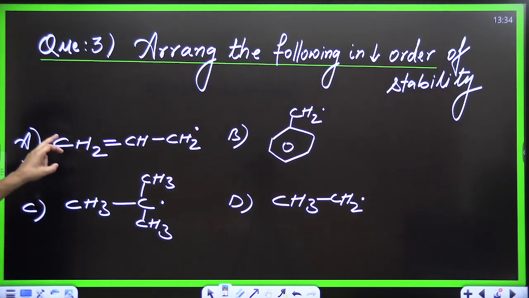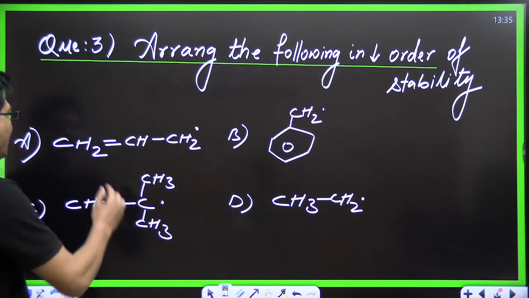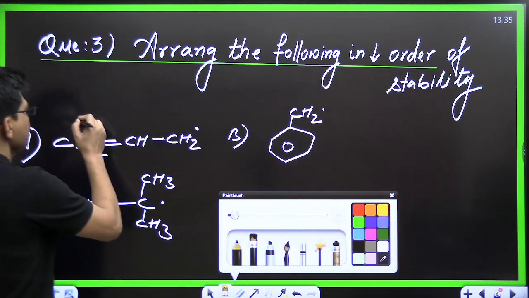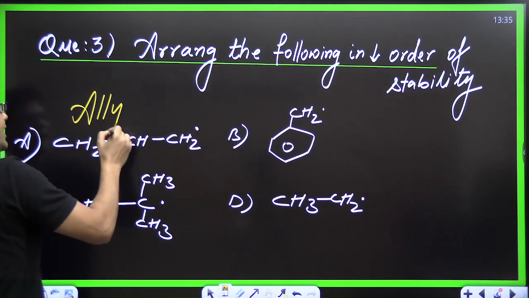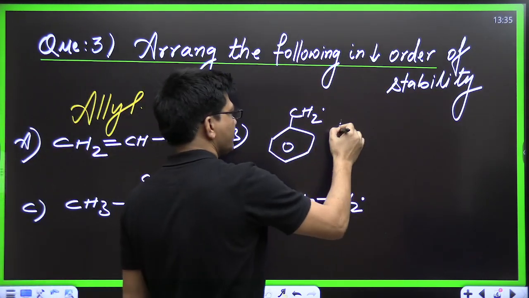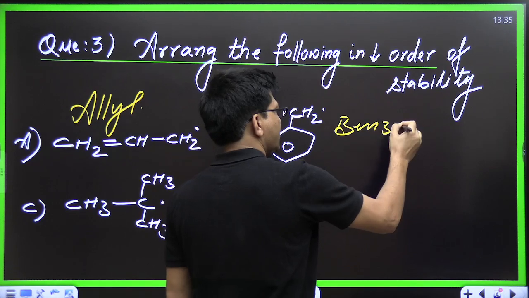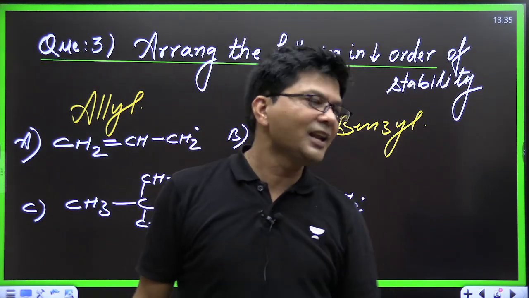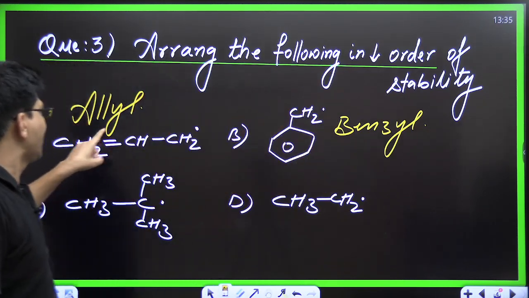Now see, first you try to find out what's your answer. Everyone, just try your best to find out the answer. Now kids, this is allyl. This is being allyl. And that is being benzyl. Now kids, in case of carbocation, benzyl carbocation was more stable and allyl was less stable.